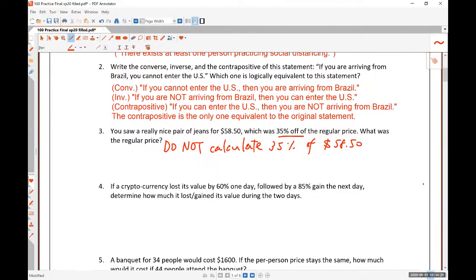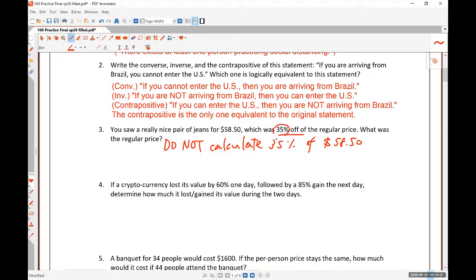Okay, why is it? Because this 35% is based on the regular price, okay? Whatever the regular price is, you took down 35%. So it's not the 35% of $58.50, all right? And when the reference number is wrong, then that number will be meaningless. 35% off is equivalent to 65%.